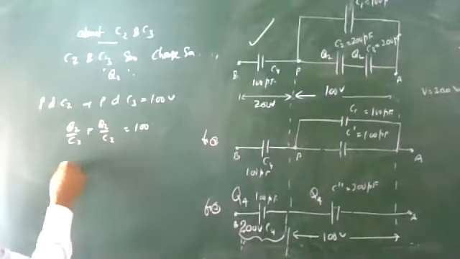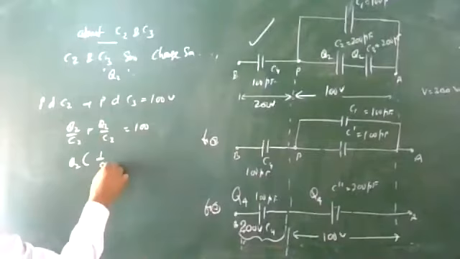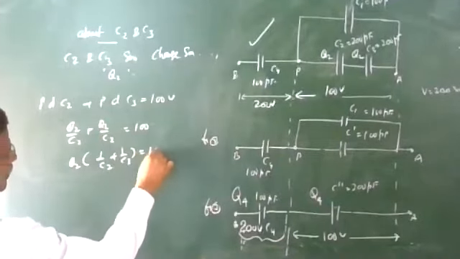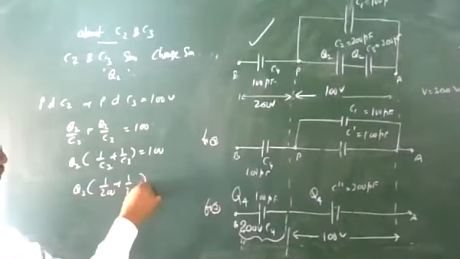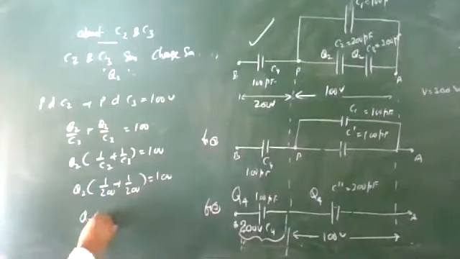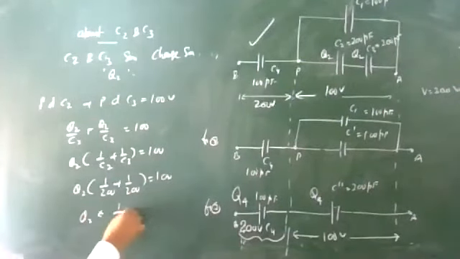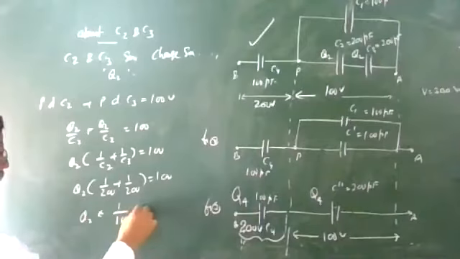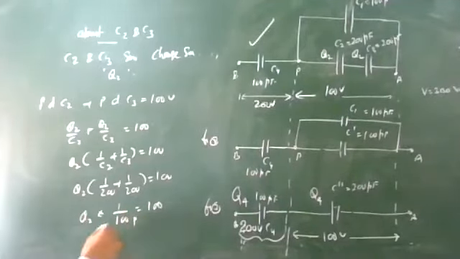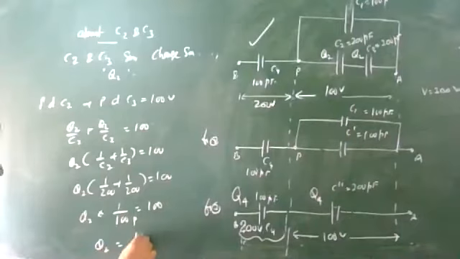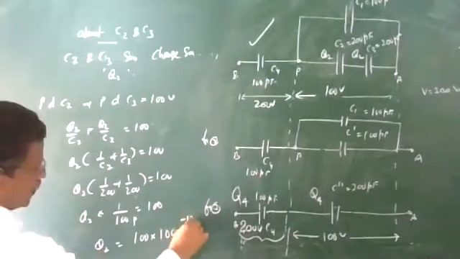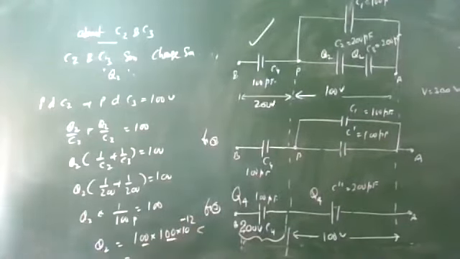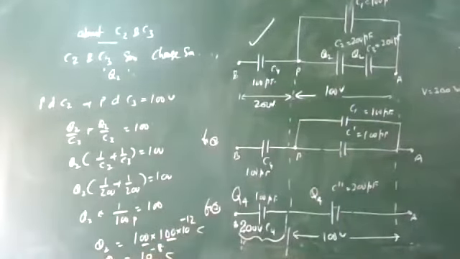Q2 and C3 are the same value. Q2 is taken outside, 1 by C2 plus 1 by C3. Both are the same. That is 1 upon 200 plus 1 upon 200. So Q2 into 1 upon 100 is equal to 100. इसमें 5 है, 5 हो जाएगा. तो Q2 is equal to 100 into 100 into 10 to the minus 12. So 2 zeros है, so charge on this also will be equal to 10 to the minus 8 coulomb.